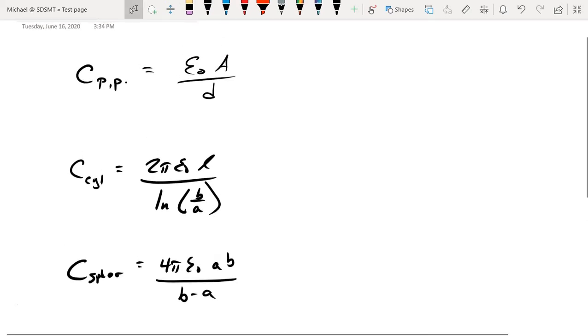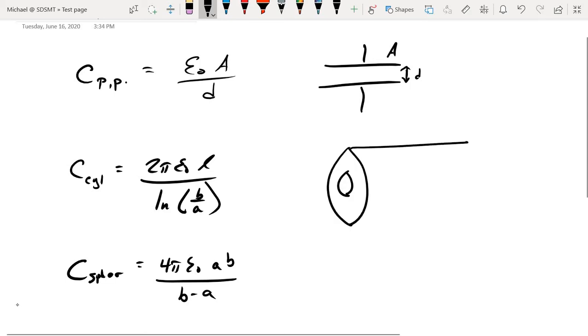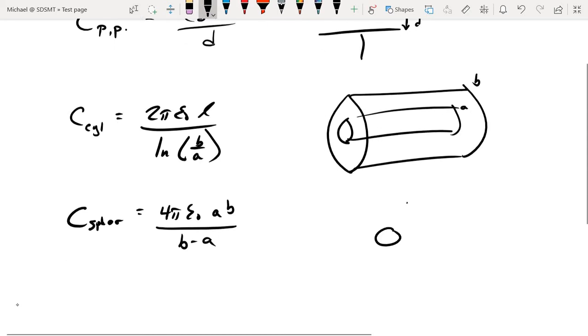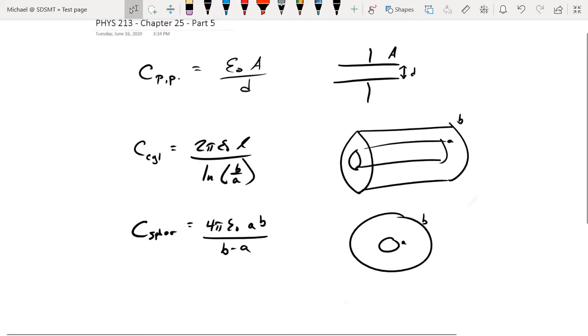All right, so for the parallel plate capacitor, A was the cross-sectional area of the plate, d was the separation distance. And then for the cylindrical case and the spherical case, little a and b were the inner and outer radius values for each case. So we had radius a, radius b, radius a, radius b.